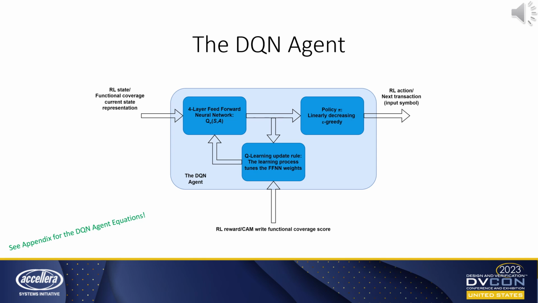So the reward is actually equivalent to the functional coverage hit. So if there's been a functional coverage hit, there will be a positive reward. And if there hasn't been any functional coverage hit, there won't be any positive reward. So based on this reward, the DQN agent will update the weights, the parameters of our neural network, and hopefully can converge towards generating sequences that can hit all the functional coverage bins.